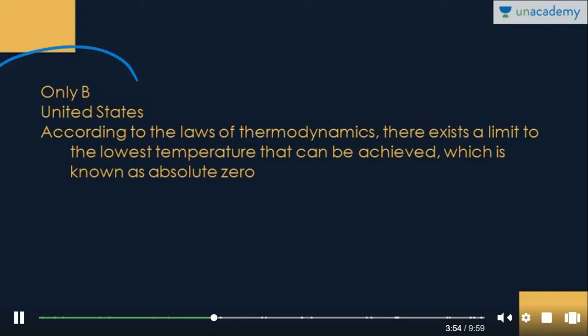So here we have only B as the correct option, and you can look at this particular statement which states that the lowest possible temperature which can be achieved is known as absolute zero. So this is also very difficult to achieve.